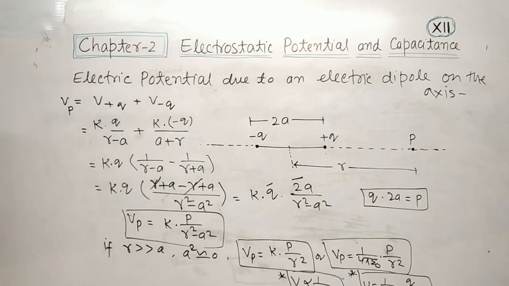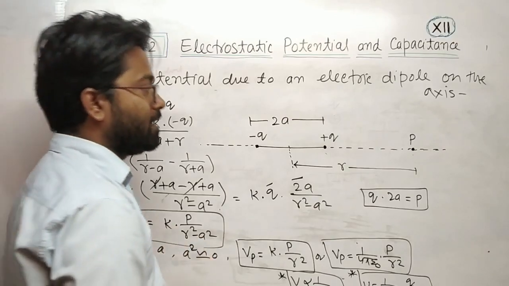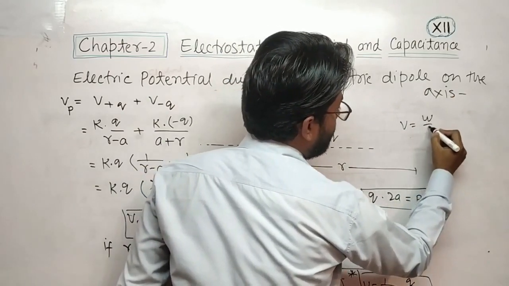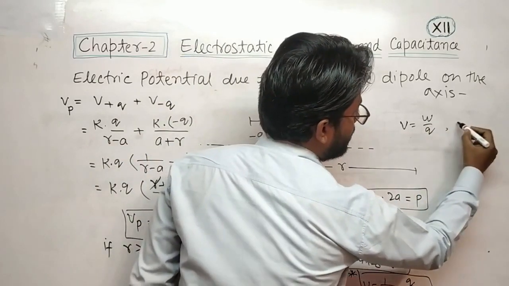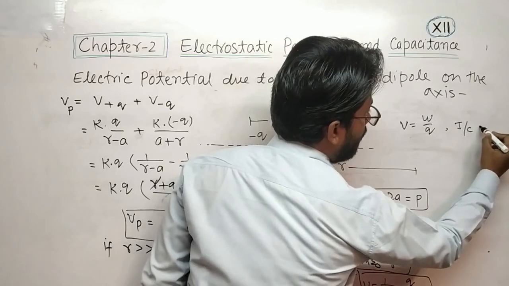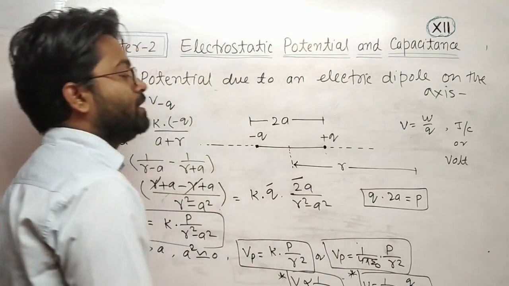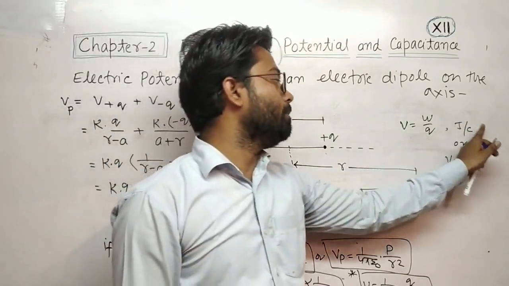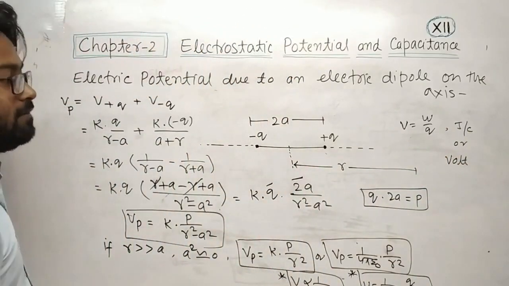Okay. Next, we will discuss the unit of electric potential. What is the unit of electric potential? Potential is W upon Q, so the unit of potential will be, W means work, joule per coulomb, or simply we can write volt. The unit of potential is joule per coulomb, or we can say volt, or simply voltage.